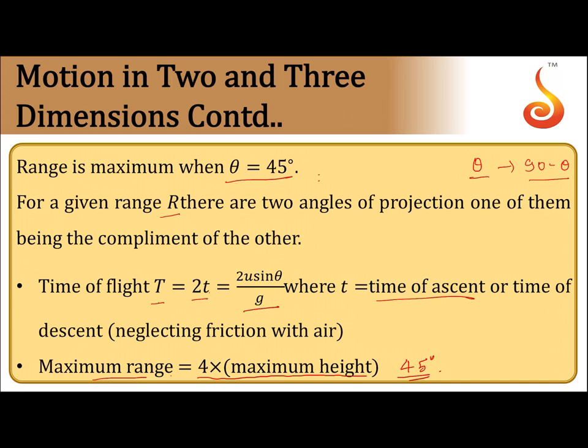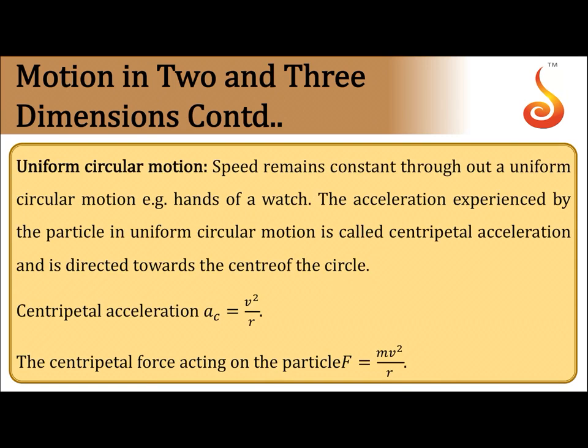That means if this is horizontal, if you project it at 45 degree, it goes this way. So this is your maximum height and this is your range. So what this means is R is equal to 4H, or H is equal to R by 4. So that is about projectile motion.